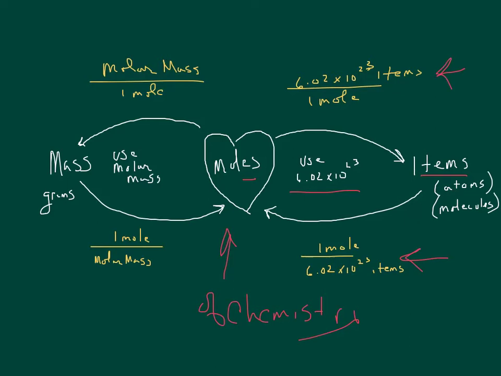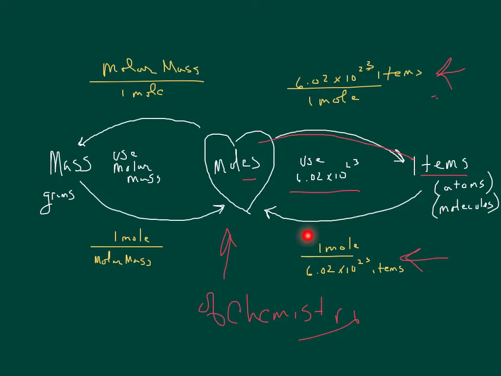So if I'm going from moles to items, I'm going to be using this conversion factor right up here. And if I'm going from items, which would be either atoms or molecules, to moles, you end up dividing by 6.02 times 10 to the 23rd of whatever those items are.